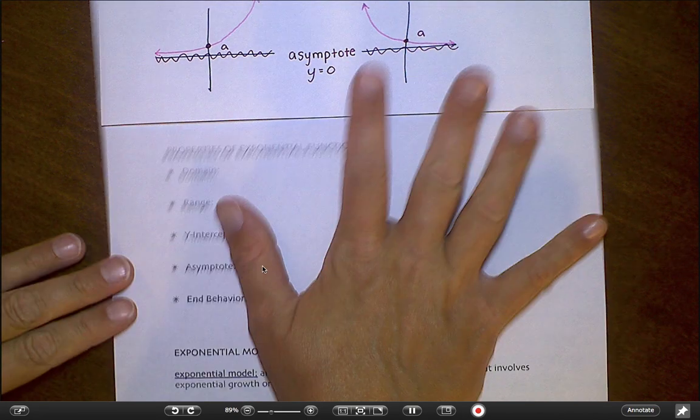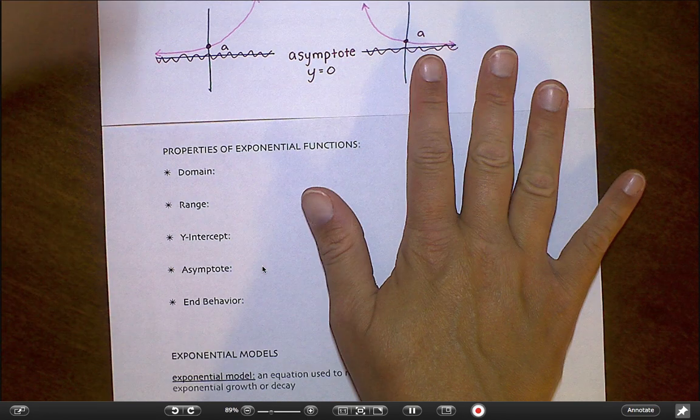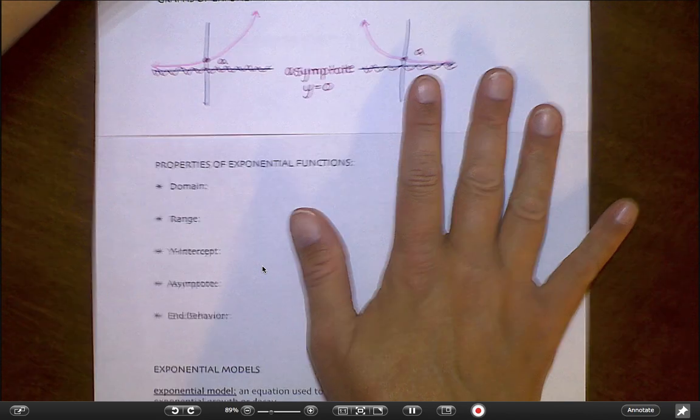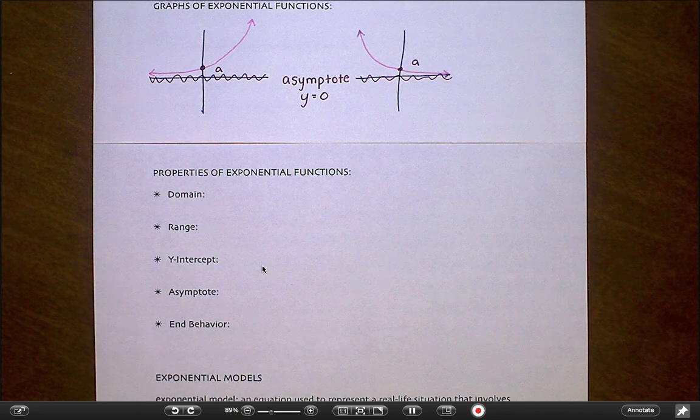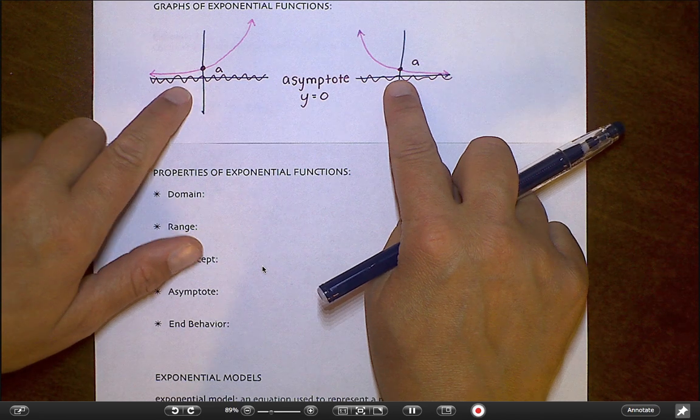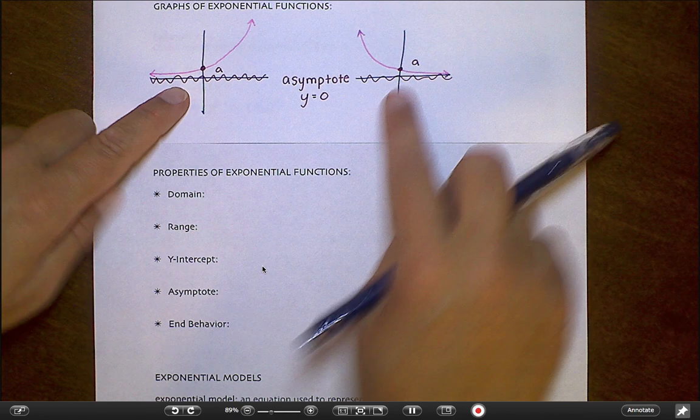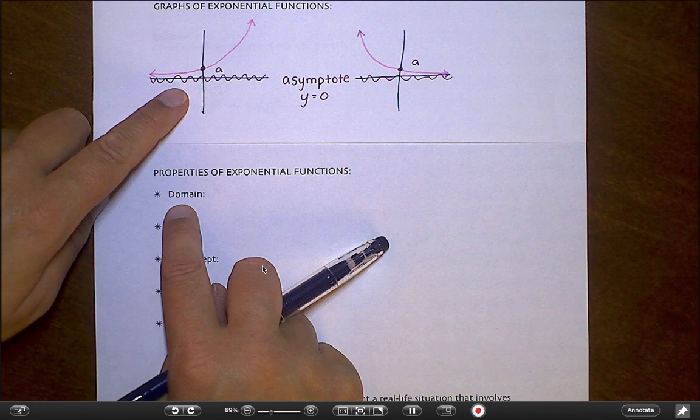So there's our graphs. Here's our questions that we're answering. We want to talk about some of these properties, okay? And a lot of these properties don't change even if I switch the numbers that are in my function. So if I look at both of these graphs, and it doesn't matter what a is or b is, what's the domain of my function?